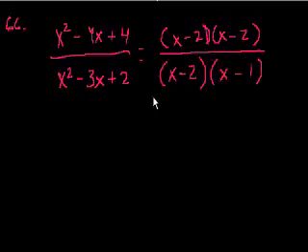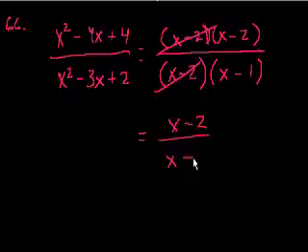And then if we assume that x is never equal to 2, because that would make this expression undefined, we cancel that out. You'll learn later that would cause a hole in the graph, because the function's undefined there. And you're left with x minus 2 over x minus 1. And that is choice A.